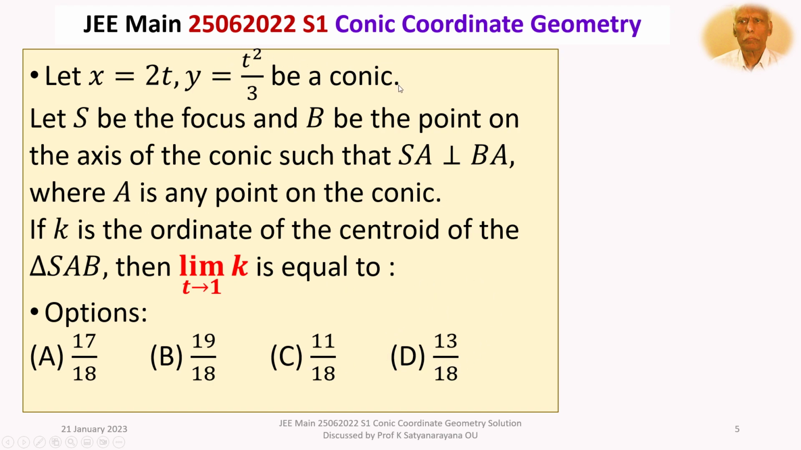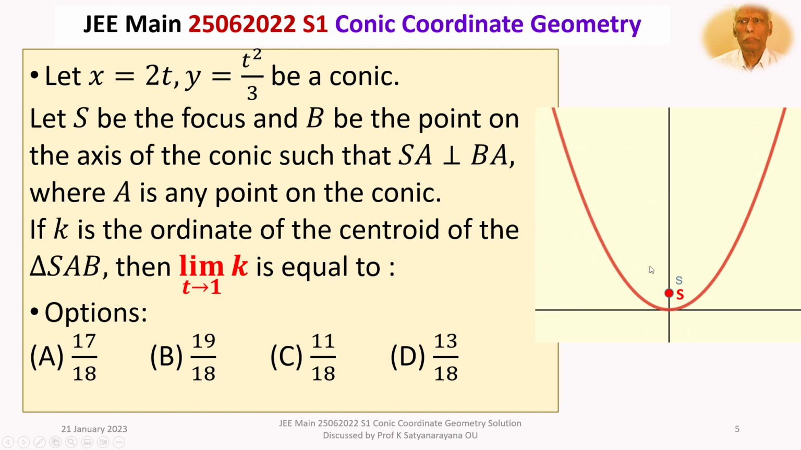We are given a conic, and the conic is given in a parametric representation as x is equal to 2t, y is equal to t square by 3, where t is a parameter. And given to be S is the focus of that conic, and B is a point that lies on the axis of the conic such that SA is perpendicular to BA. So that's our conic, and S is the focus, B is a point on the axis.